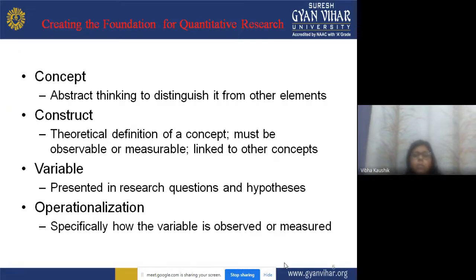Variables are presented in research questions and hypotheses, the variables that have been framed. Operationalization is specifically how the variable is observed or measured. What is the means of measuring or observing that particular variable?